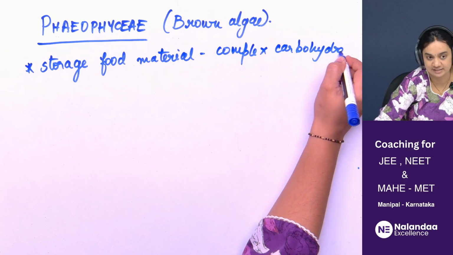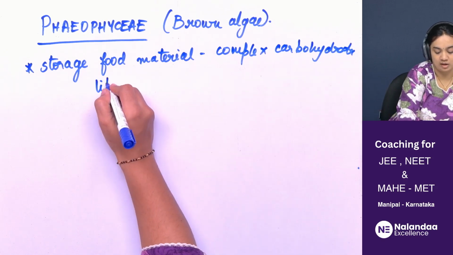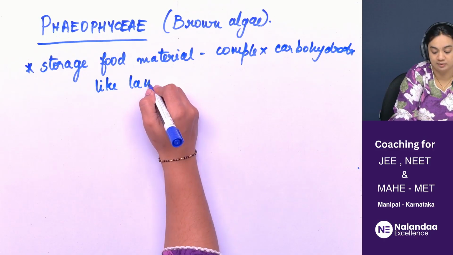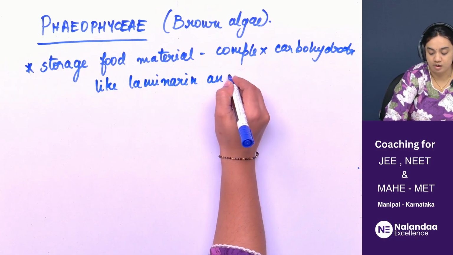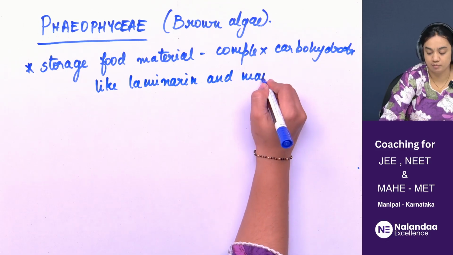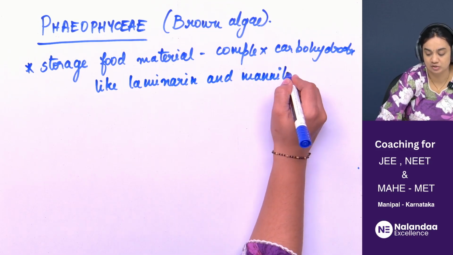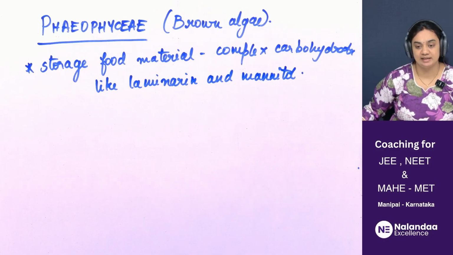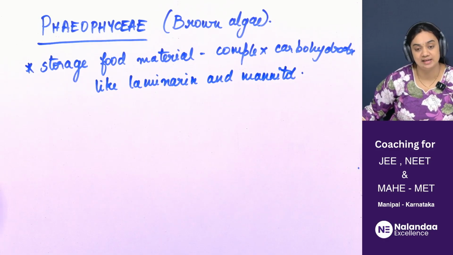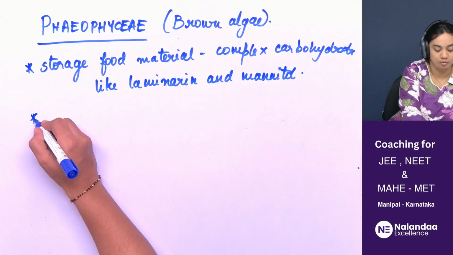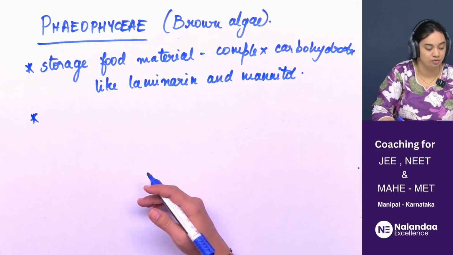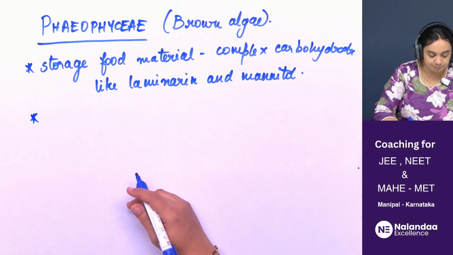Complex carbohydrates like laminarin and mannitol. Remember this. The storage food material differs with each class of algae. The storage food material is called laminarin and mannitol. Okay, so these are complex carbohydrates which exist as reserve food materials for brown algae.